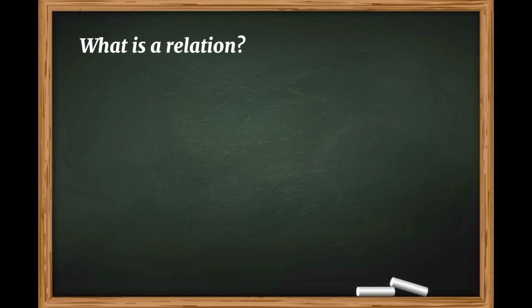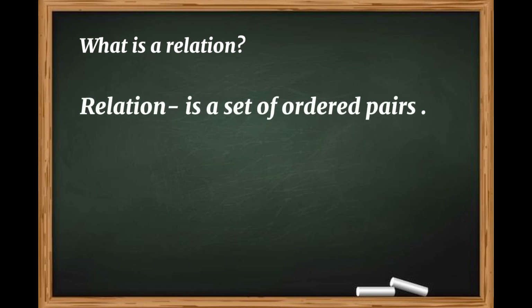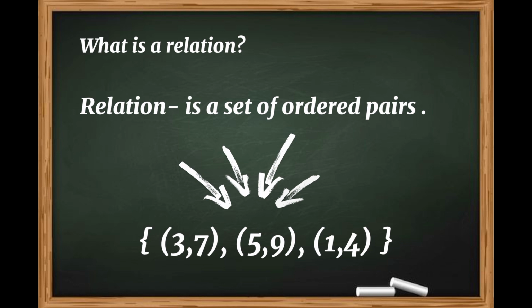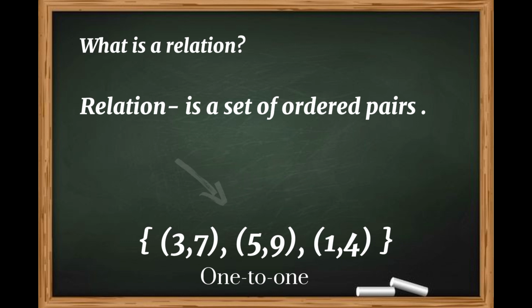So let's start. What is a relation? A relation is a set of ordered pairs. This is an example of a relation. As we can see, inside the parentheses is the set of ordered pairs, which we call a relation.